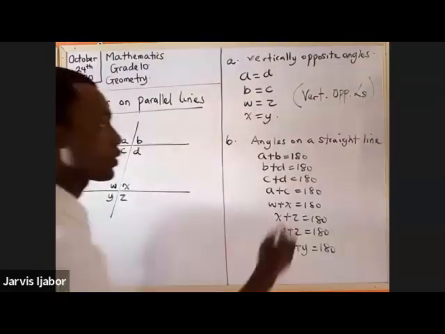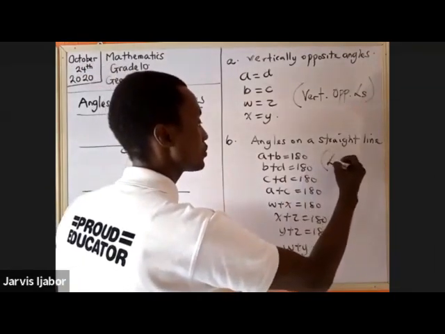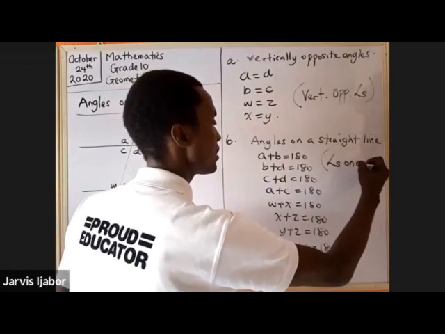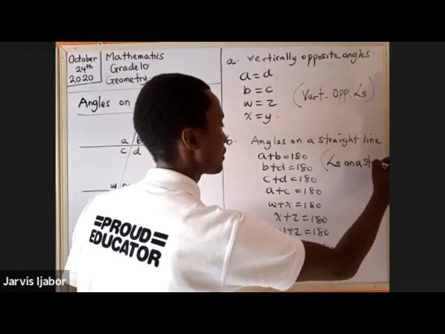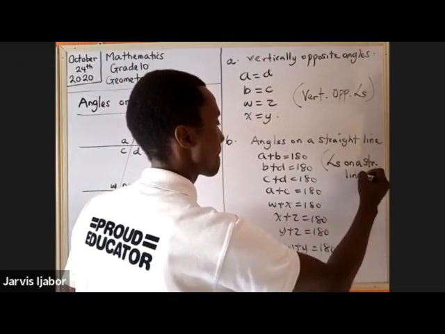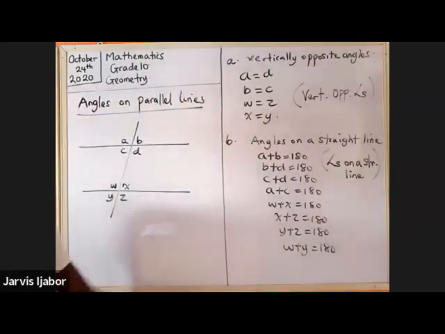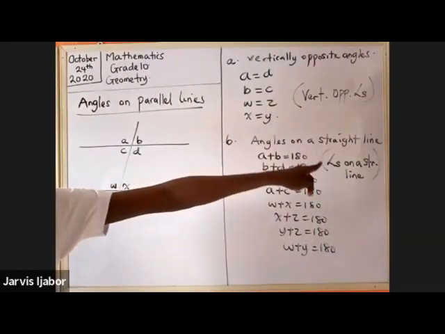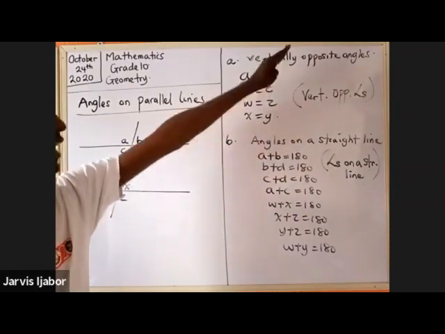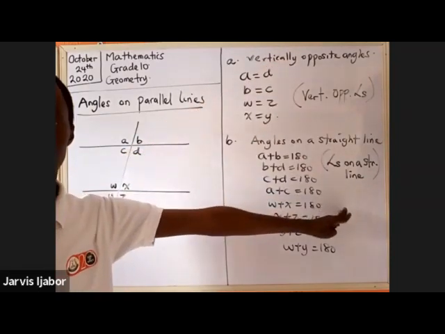So what's the short form for this? We write angles on a straight line. That is the shorthand form for that. Angles on a straight line. So that's for this, and this is for this.